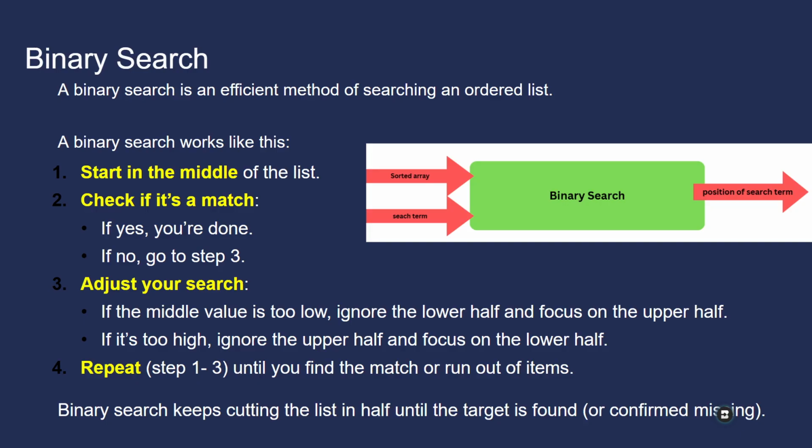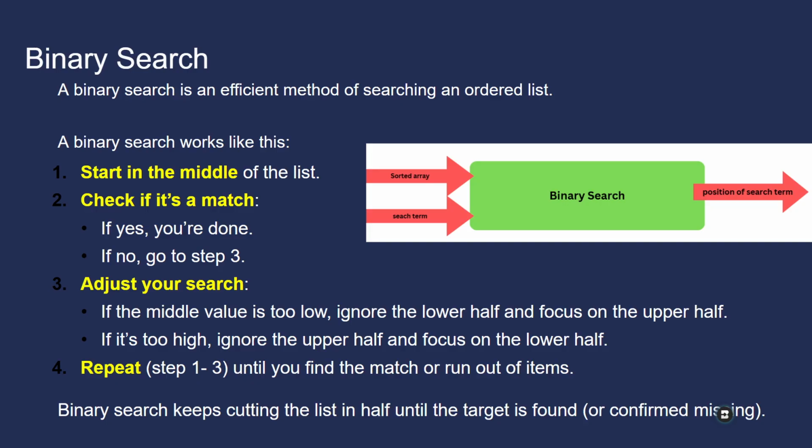Now, how does binary search work? Okay, step number one, we always look at the middle item in the list. Then we check if it is the match, meaning if it is the item you're looking for. If this is the item you're looking for, we are done. Search stops. But if not, then we need to adjust our search, right? How do we adjust it?